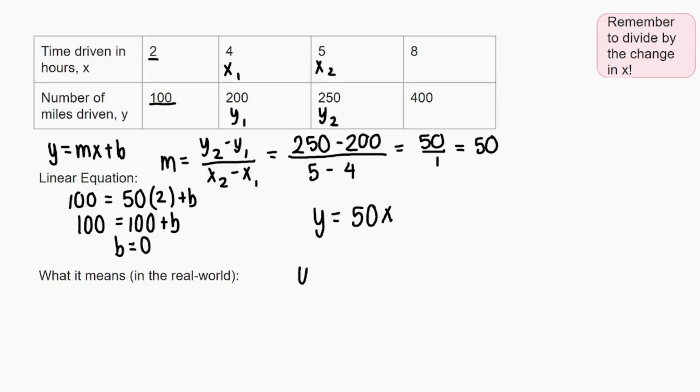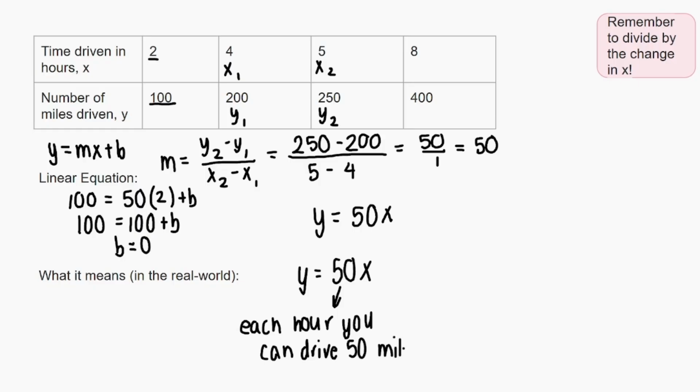What does this mean in the real world? It means in the real world that each hour you can drive 50 miles. And in this case, we don't have a y-intercept. Our y-intercept is 0 because the y-intercept occurs when x equals 0, aka when the time driven is 0 hours. So if you haven't driven at all, it should make sense that you have 0 miles driven.